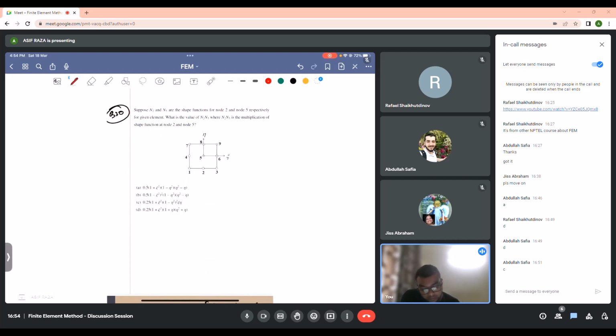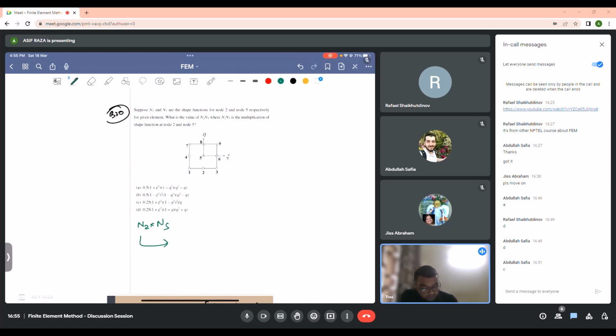The question is, suppose n2 and n5 are the shape functions for node 2 and node 5 respectively for a given element. What is the value of n2 times n5, where n2 and n5 are the shape functions at node 2 and node 5? So please see that this is a 9-noded Lagrangian element, and we have to find n2 times n5.